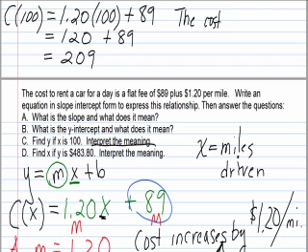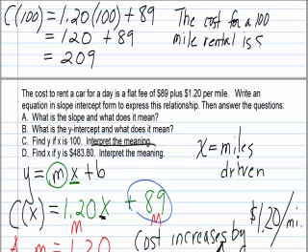The cost for a 100 mile rental, and we're just assuming 1 day, is $209 to rent that car at that rate that we're given, paying that extra $1.20 per mile. That flat rate of 89 comes out to be $209 for a 100-mile rental.